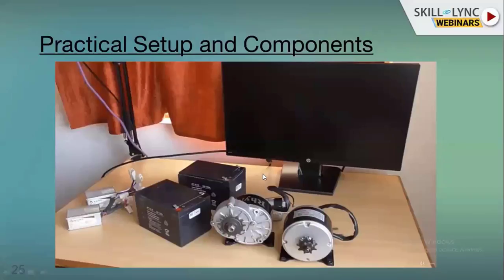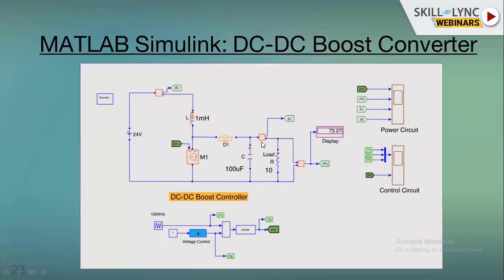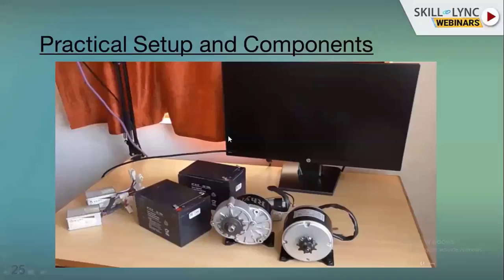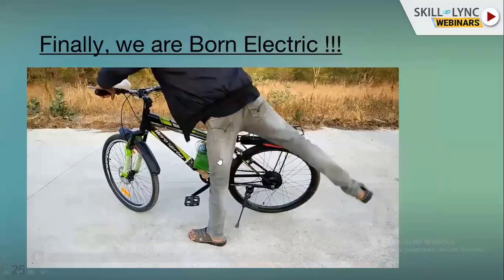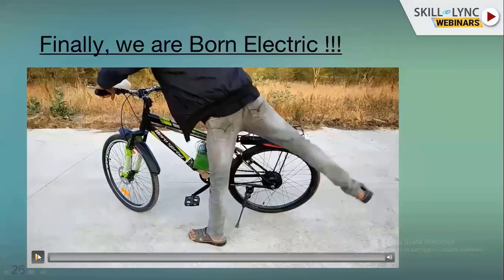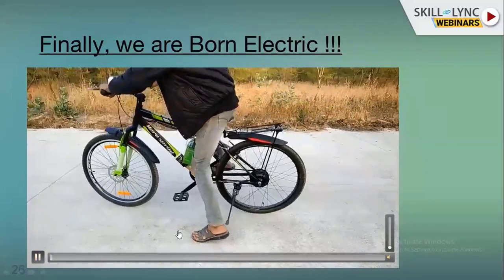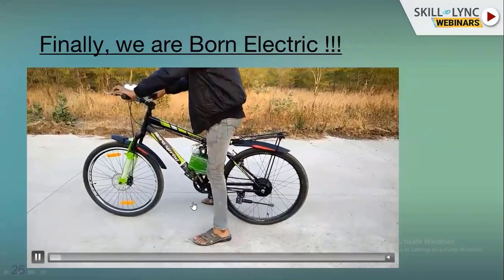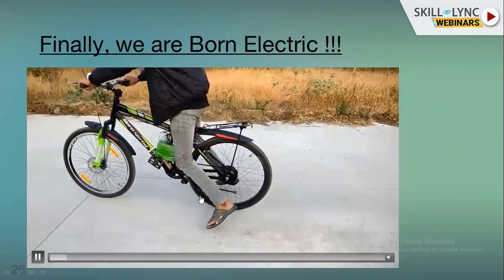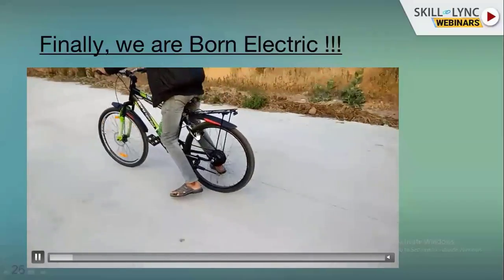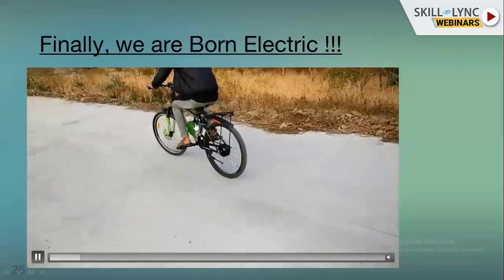So now we have done the simulation studies and understood everything. Now, how do you put all this together to get an electric drive unit? It is a simple case study which we did. For that, I would like to go to the next slide and play a small video to show you the case study. This case study is going to help you understand how to design a simple electric drive unit with its components.